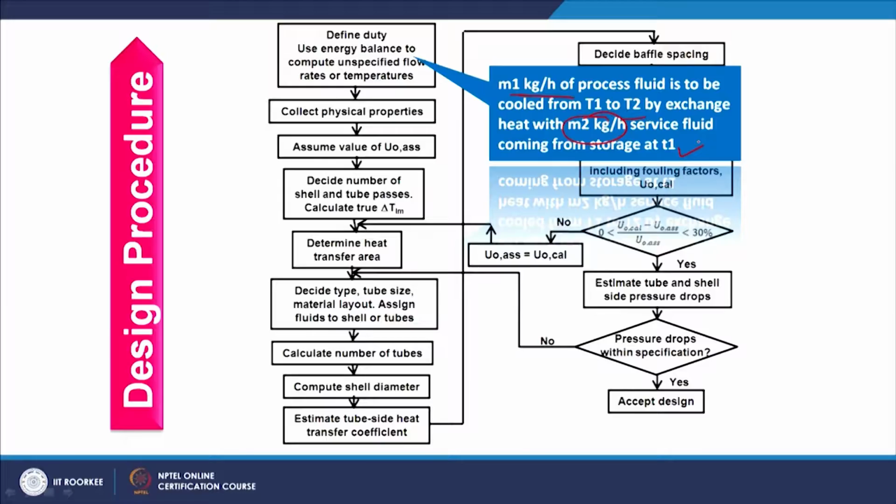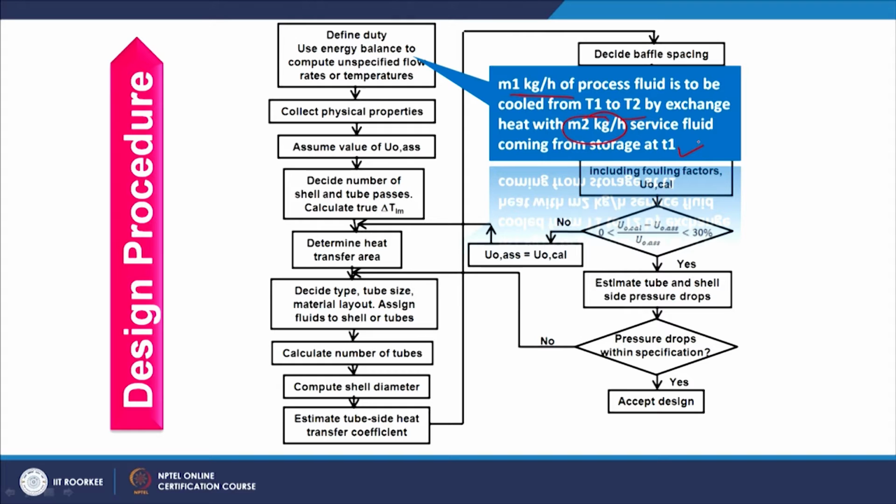So how can you define that duty? For one fluid, you know the terminal temperatures. First of all, you have to find the specific heat of the fluid. The fluid, its flow rate and its terminal temperatures are known to you. So first you consider the average temperature, and at that average temperature you look up the specific heat of the fluid, and once the specific heat is known, you can calculate the heat duty considering m Cp dT.